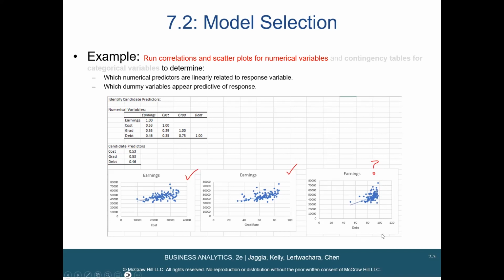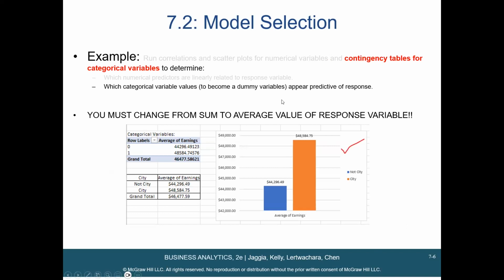So I just put a question mark there, and I'm going to try a little bit to follow the book and include it for now, but we'll see where this is going. Okay. So then the next thing is you're going to look at any possible categorical variables, and you're going to create a contingency table.